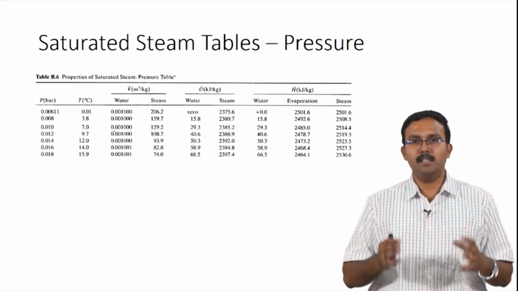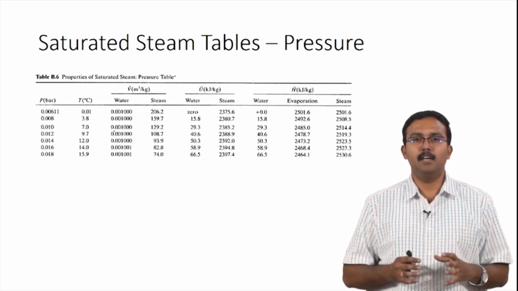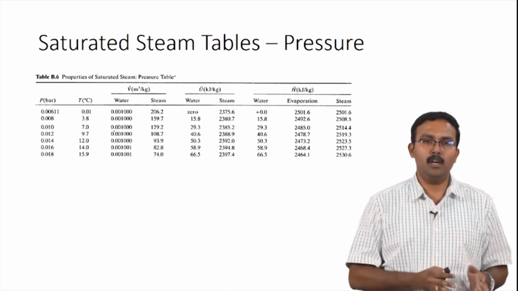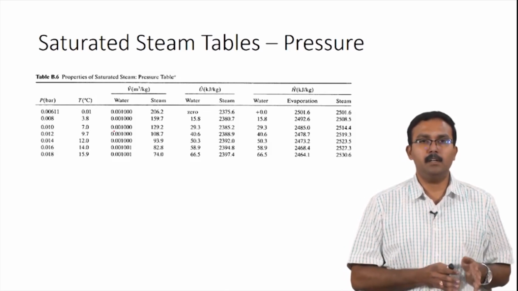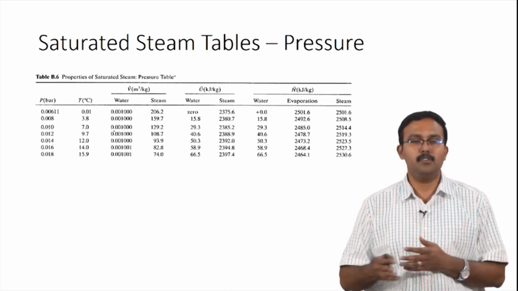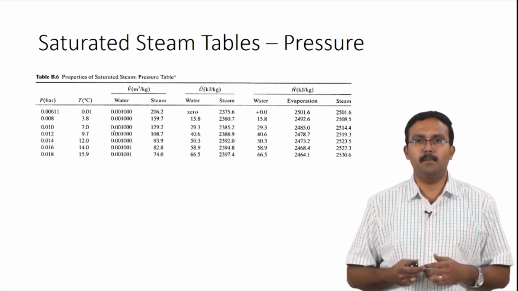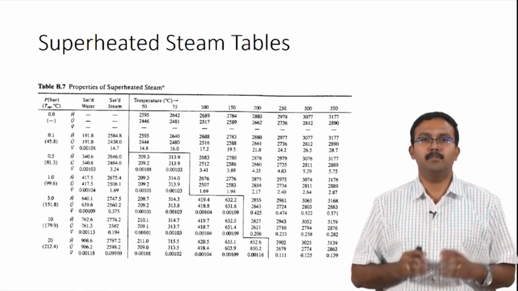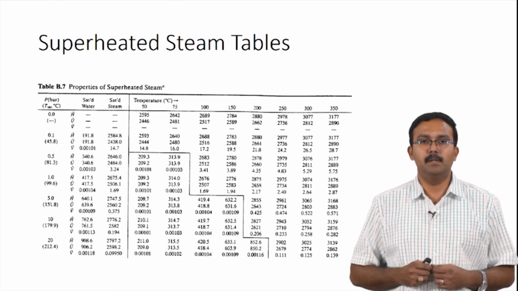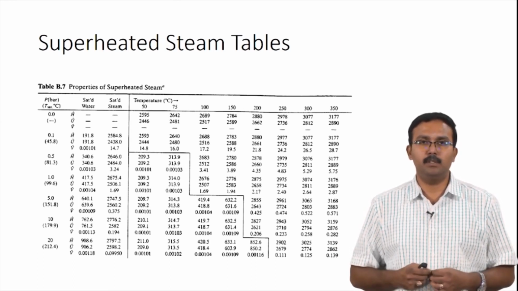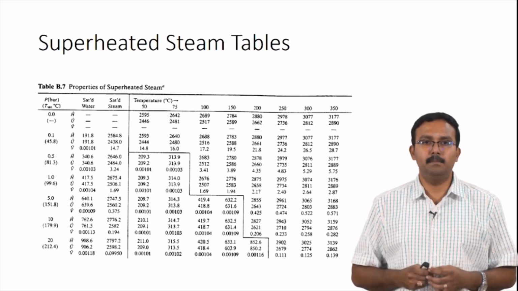You can also have a similar table in terms of pressure. What you see here is the first column is the pressure, and for that particular pressure you have the corresponding temperature, and the rest of the values are similar to the previous table. Other than the saturated steam tables, you can also have something called the superheated steam tables. This particular table, which has been taken out of the Felder-Rousseau textbook, is a superheated steam table.